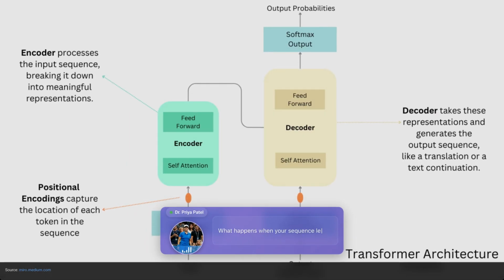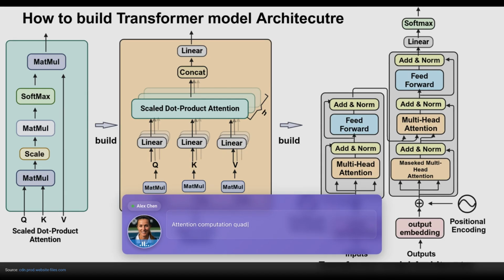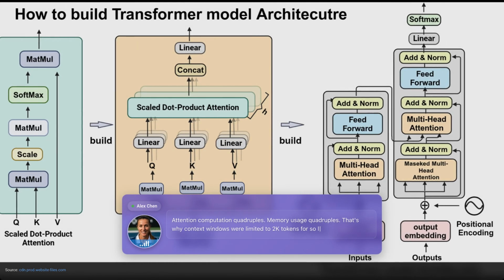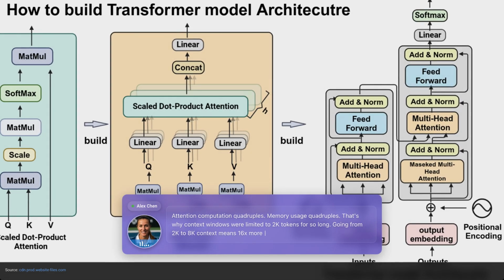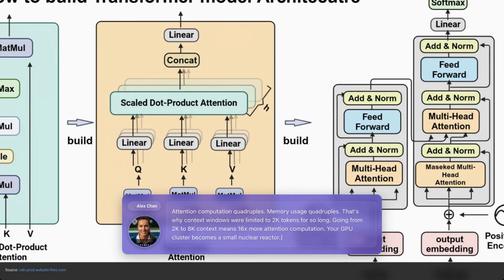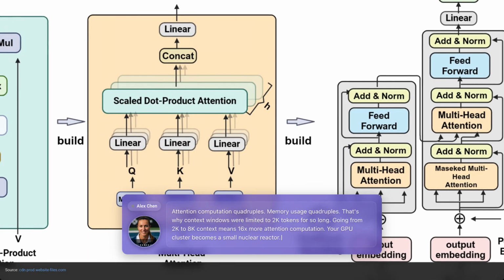What happens when your sequence length doubles? Attention computation quadruples, memory usage quadruples. That's why context windows were limited to 2K tokens for so long. Going from 2K to 8K context means 16x more attention computation. Your GPU cluster becomes a small nuclear reactor.